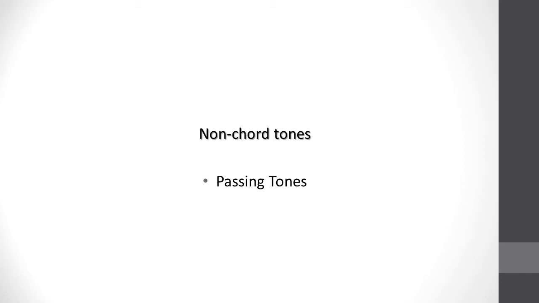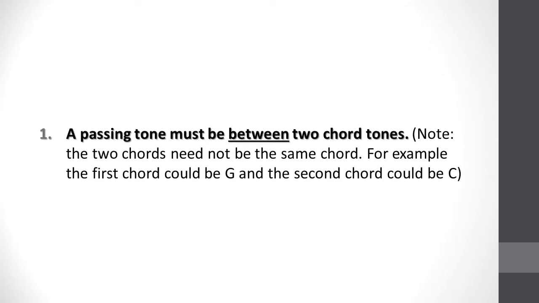There are, however, a few criteria that have to be met in order for a tone to be classified as a passing tone. Let's look at each in turn. 1. A passing tone must be between two chord tones. It is important to note that the two chords need not be the same chord. For example, the first chord could be G and the second chord could be C.